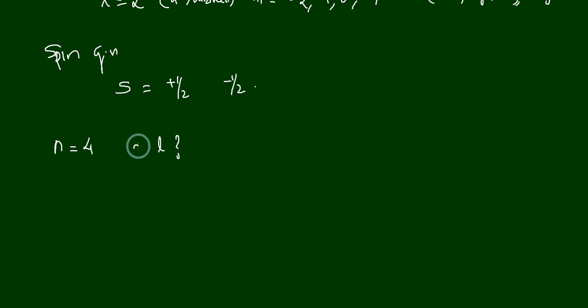The second question, this is question A. The second question is that an atomic orbital has L equal to 3. What are the possible values of M? This is the second question.